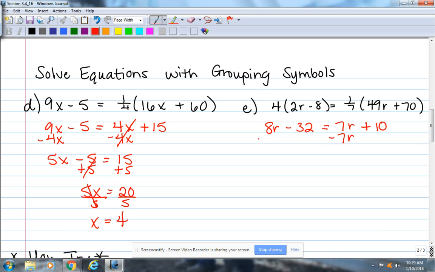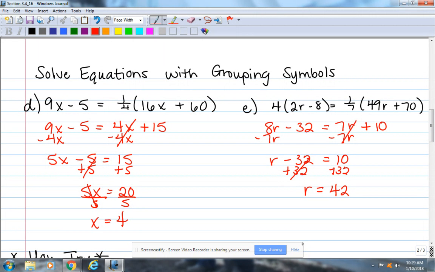Yeah, and this is going to make it very easy for us because what is 8r minus 7r? 1r, which I can just say is r, and that will save us a step. And then lastly, we can do what? Add 32. Add 32 and r equals 42. Any questions about those? What you have to distribute?